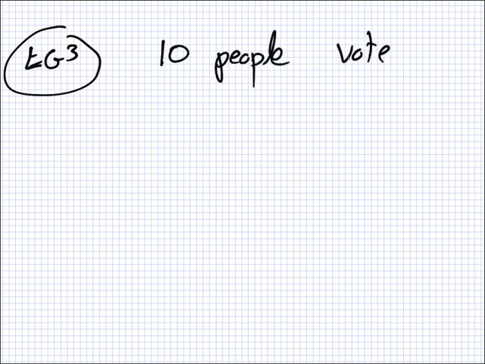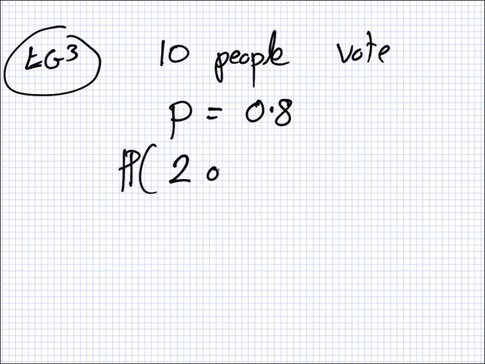Example 3. Let's change it up a little bit. Let's say 10 people vote. This time the probability that they vote yes is 0.8. And this time I want the probability of 2 or more voting yes. Now you see straight away what the problem is the moment I wrote down the value of p. What's the problem here? There's no 0.8. What's the biggest value here? 0.5.